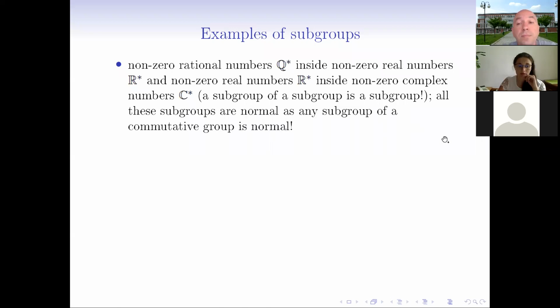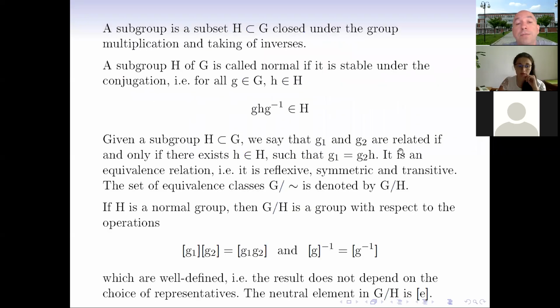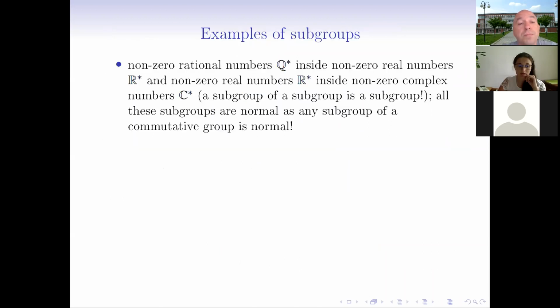It's just easy to see. All the subgroups are normal because any subgroup of a commutative group is normal. Indeed, if you look at the definition of conjugation, then if the multiplication is commutative, then G H G inverse is the same as G inverse G H, which is the same as H. So it always does not change H. For that reason, it's always H. So if the group is abelian or commutative, then every subgroup is normal.